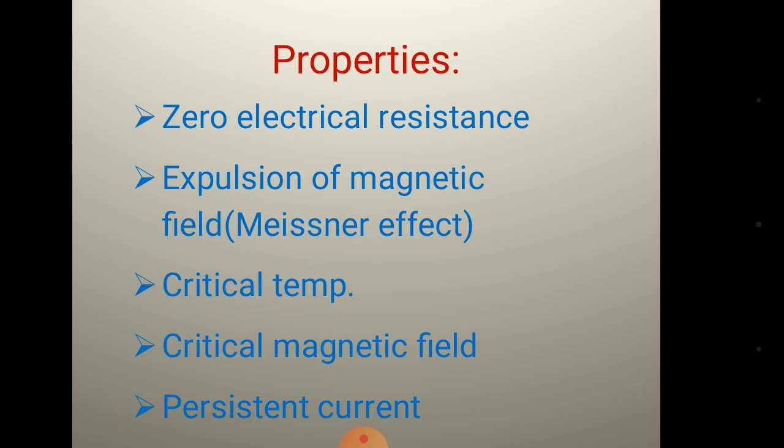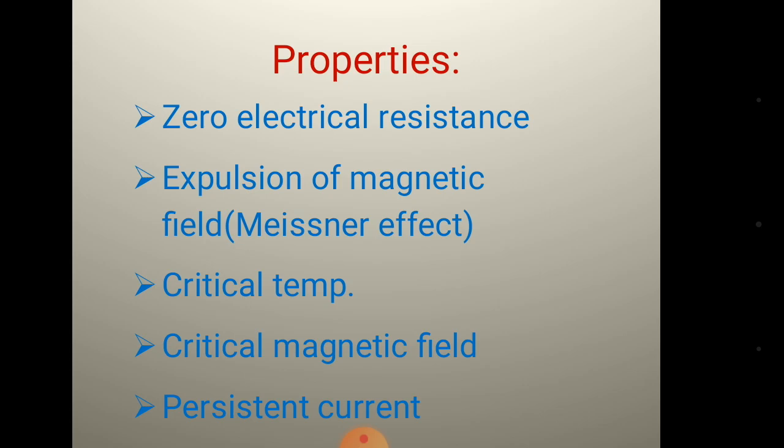Next one is critical temperature. This temperature is also known as the transition temperature. At the critical temperature, the superconducting material changes its conducting state from normal to superconducting. Next one is critical current. When current is supplied through a conductor in the superconducting state, a magnetic field develops. If the current flow increases, the value of the current at which superconductivity is lost is known as the critical current.